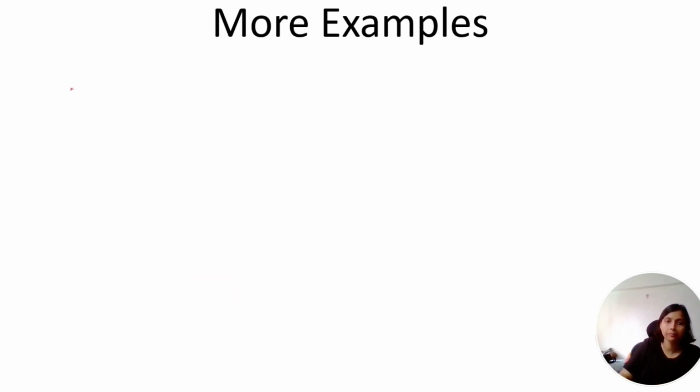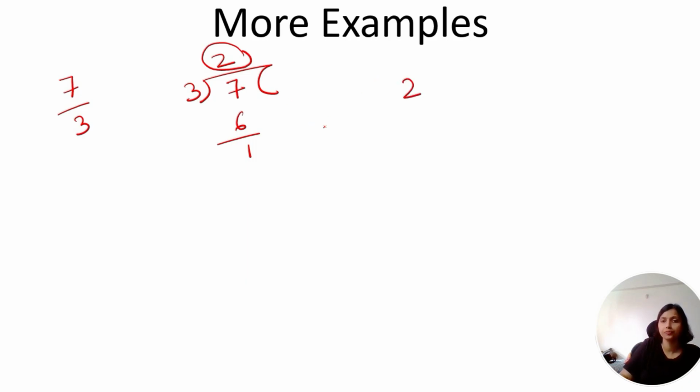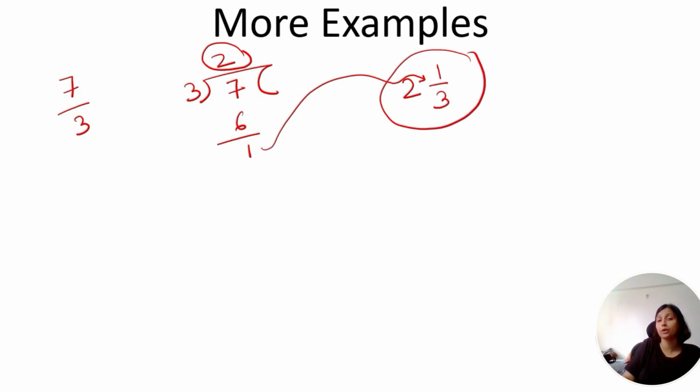Let's take one more improper fraction, 7 by 3. So I will divide 7 by 3. 3 twos are 6. So we have two complete things in this fraction. So 2, then the remainder 1 will come here. So this is my mixed fraction. It means I had 2 whole chocolates and 1/3 of the third chocolate.